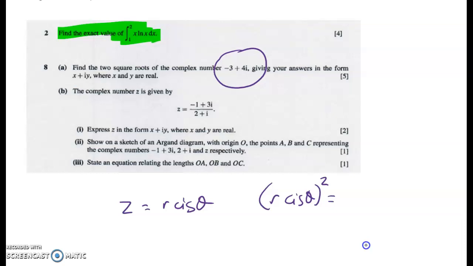Okay, I won't keep going because I said I wouldn't keep going. Next one, complex number z is given by this, and we have to get it into our usual form. So that's coming up now. Then we have to sketch on an Argand diagram the numerator, the denominator, and that one divided by that one.